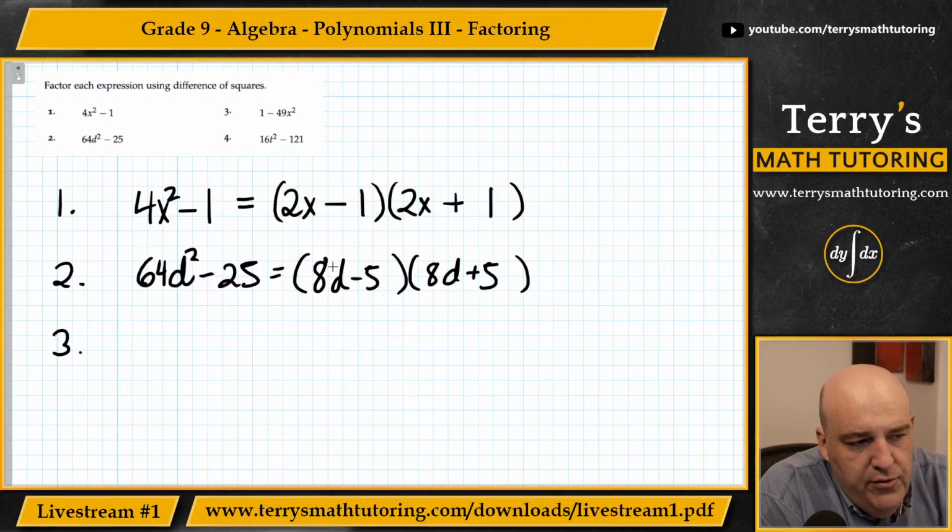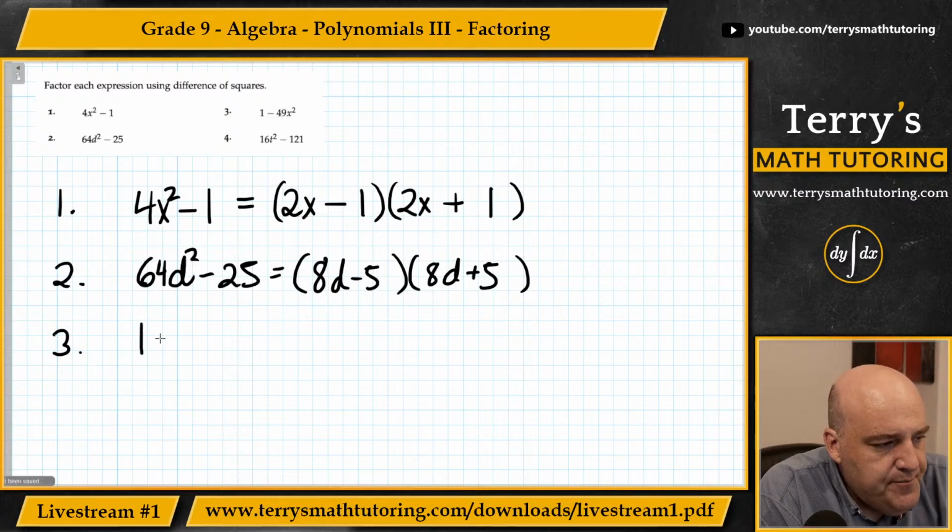Or you could do 8d plus 5 and then 8d minus 5. That'd be perfectly fine as well. Now, the order matters, though. You can't write the 5 first and then the 8d. Since 64d squared was first, the 8d has to be first here. And the 25 was second, so the 5 needs to be second here.